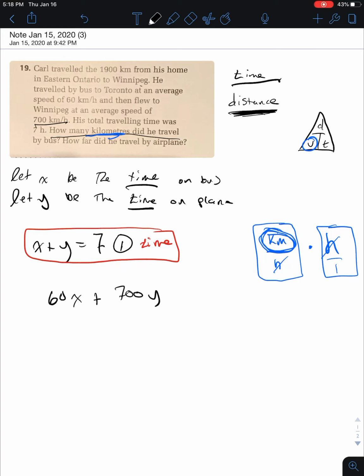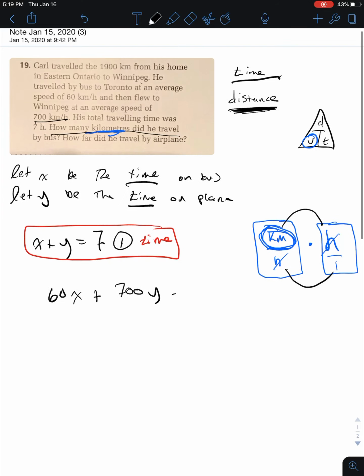Over 1? Just 1, right? That's what I'm trying to show. When I multiply fractions together, it's top times top and bottom times bottom. So the things in the numerator and denominator opposite each other will cancel. Your h's are going to cancel there, and you're left with just the units of kilometers, which is what I'm trying to do, right? So this whole equation is formulated on distance, because when I take the speed and multiply by the time on each vehicle, I get kilometers, which is what I'm trying to answer.